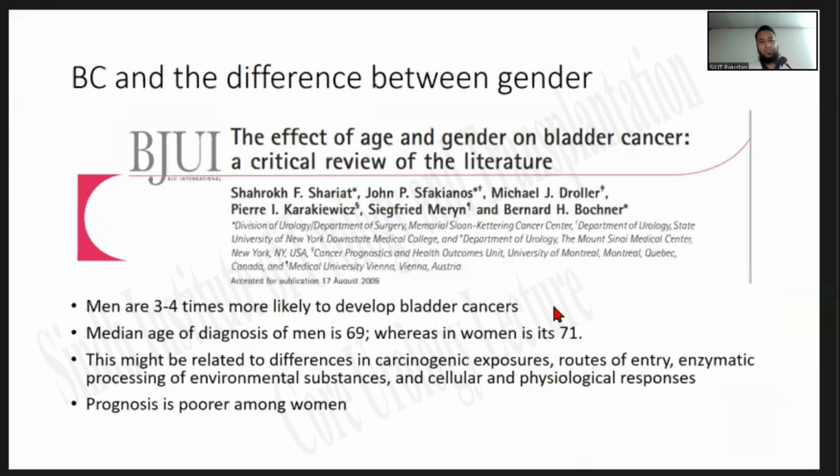If we discuss bladder cancer differences between the genders, men are 3 to 4 times more likely to develop bladder cancer. The median age in men is 69, whereas in women it is 71. This might be related to differences in carcinogen exposure, routes of entry, enzymatic processes, environmental substances, and cellular and physiological response. But a poorer prognosis is seen among women.